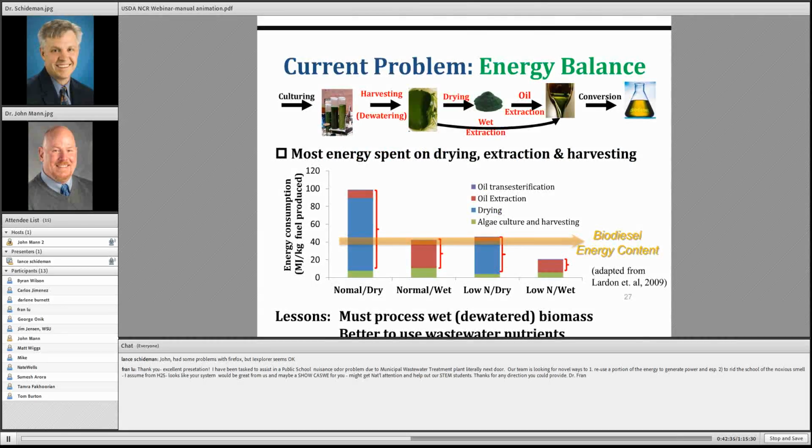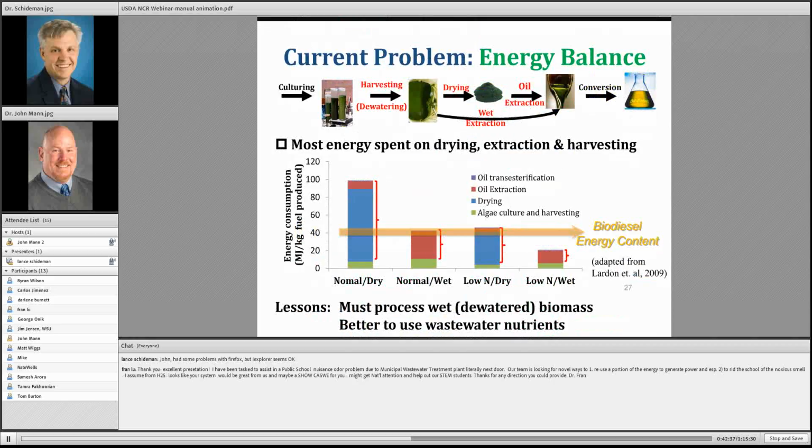To look a little closer at that energy balance problem, this graph shows the different steps and what amount of energy is spent on those steps. You see that drying, the blue part of the bars here, is the biggest energy input, and the arrow going across shows the energy content of the biodiesel that you're ultimately producing. If you're at or above that line, then you've got an energy negative process, which of course is not good for bioenergy production.